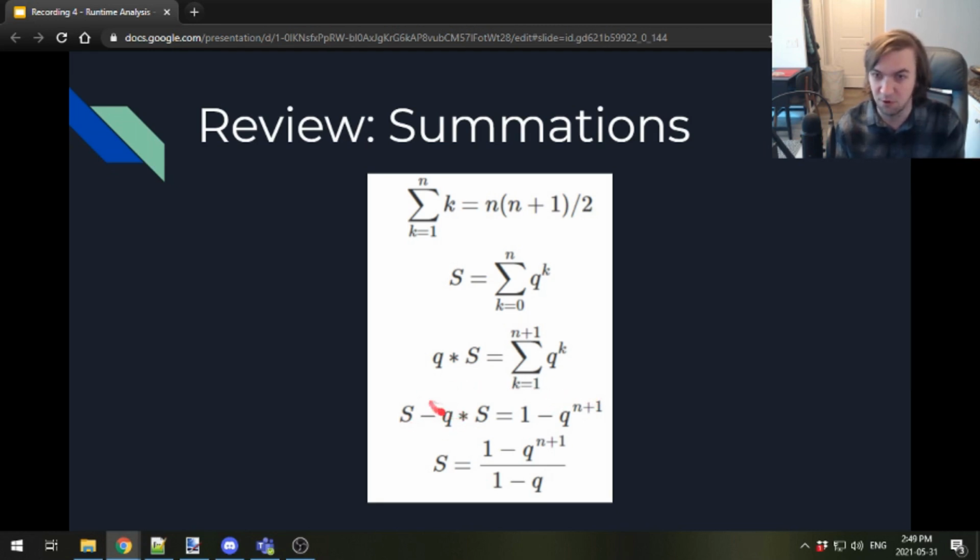Over here, you can see s is a common factor, so if we factor out s, we have 1 minus q. Move that underneath to the other side, and boom, we have a much simpler formula that you can directly compute without having to worry about k's or summations or anything like that.